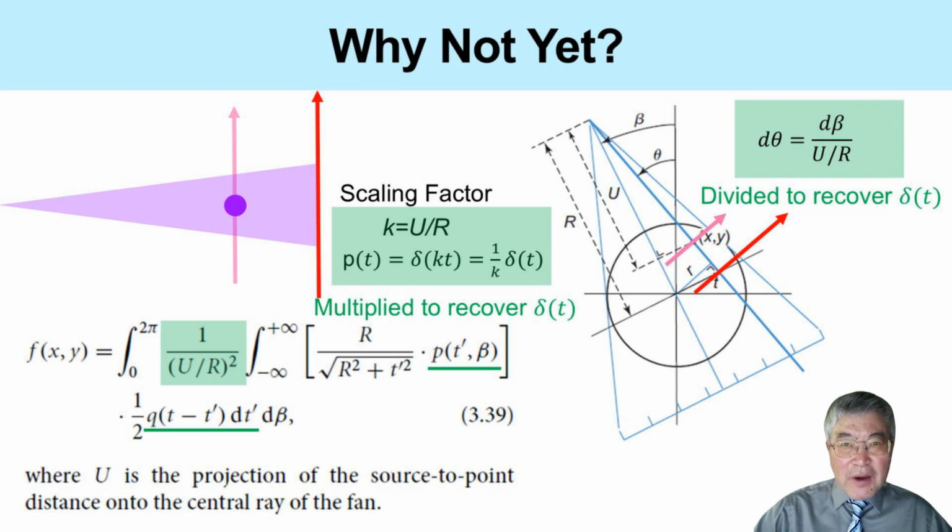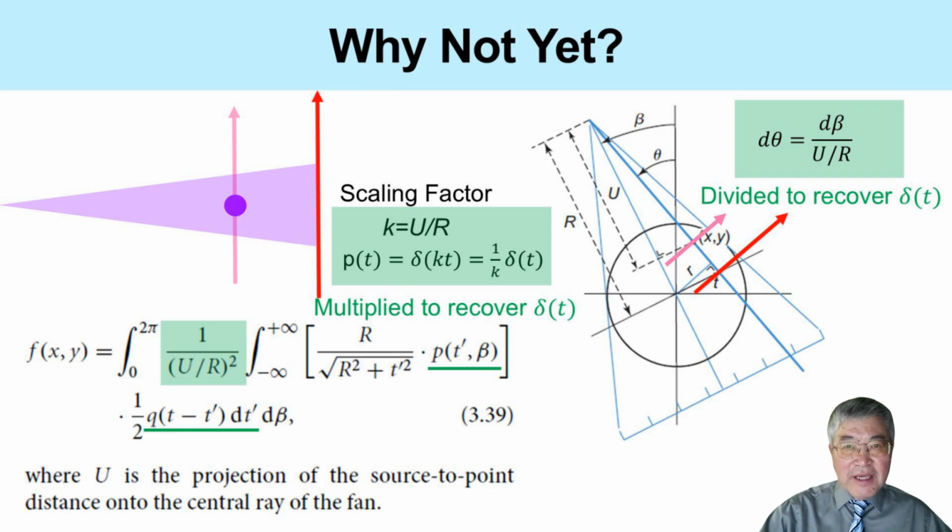Now, why are we not done yet? On the previous slide, we found two places where the ratio u over r appears. The first place is magnification of the point object caused by the divergent beam. The second place is change of angular variables from theta in the parallel beam case to beta in the fan beam case. But here is the subtle point.